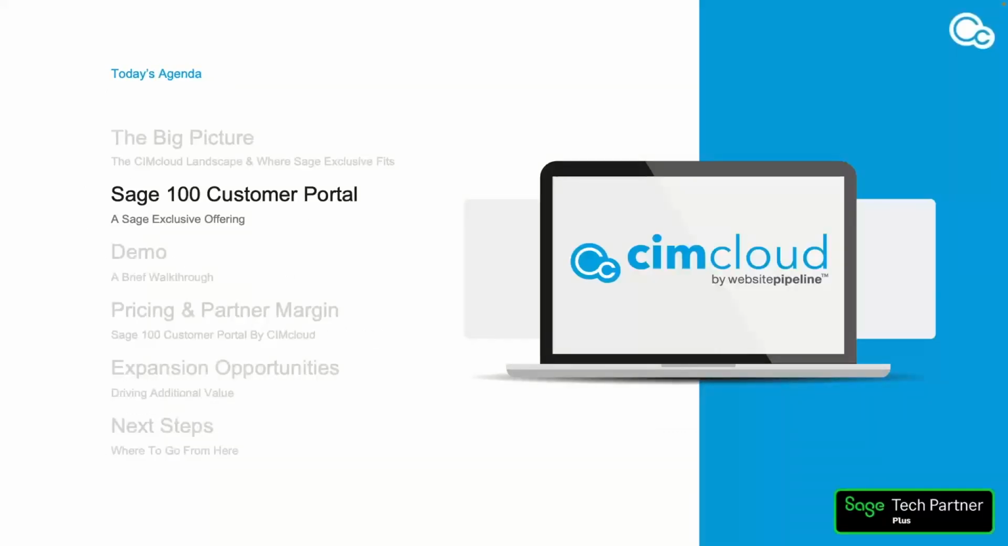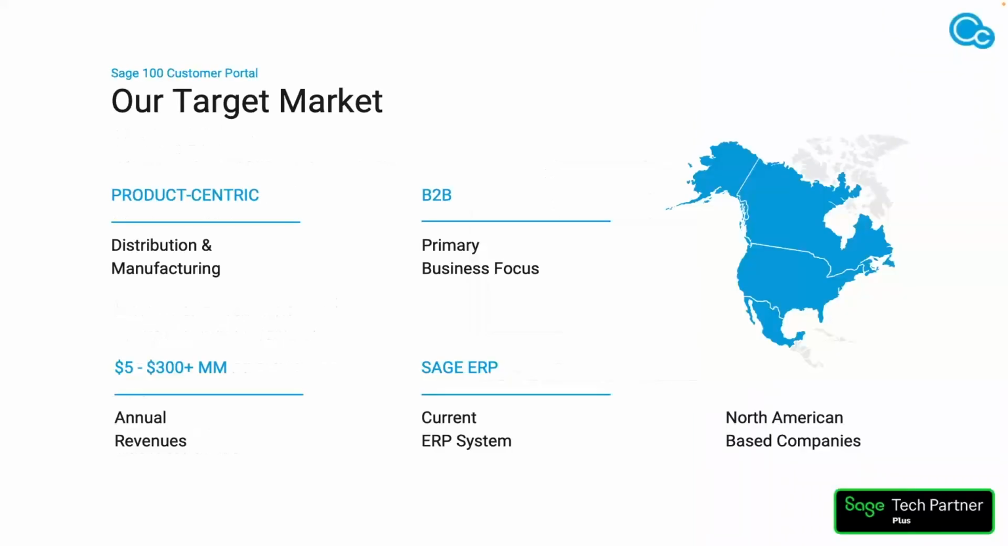So I'm going to turn it over to Grayson here in just a second, and he's going to walk through, for those of you in the audience, kind of the profile of customers that are a good fit for the Sage 100 customer portal that's provided by CIMcloud, and then we'll tee that up for a demo there. So Grayson, I'm going to turn it over to you, man.